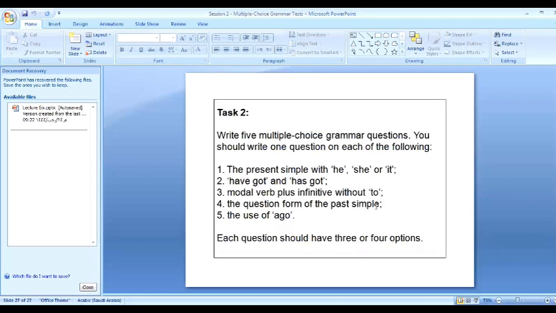I think this is the end. Now we have task 2. Task 2 says: write 5 multiple choice grammar questions. You should write 1 question on each of the following. 1, the present simple with he, she, or it. Number 2, have got and has got. Number 3, modal verbs like can, could, or will. Number 4, question forms of the past simple. Number 5, use of ago. Each question should have 3 or 4 options. In the options, there should be 1 answer, and the others we call distractors.